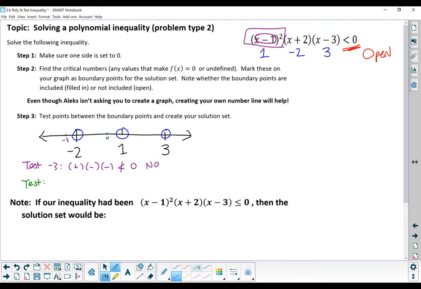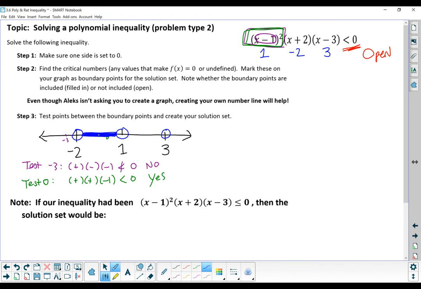So we can think about 0. 0 is a nice easy one to think about. Again, this first one is always positive because it's squared. Second one is 0 plus 2. That's definitely positive. Last one is 0 minus 3. That is negative. Is that less than 0? Heck yeah. So this region that included 0 would be shaded.